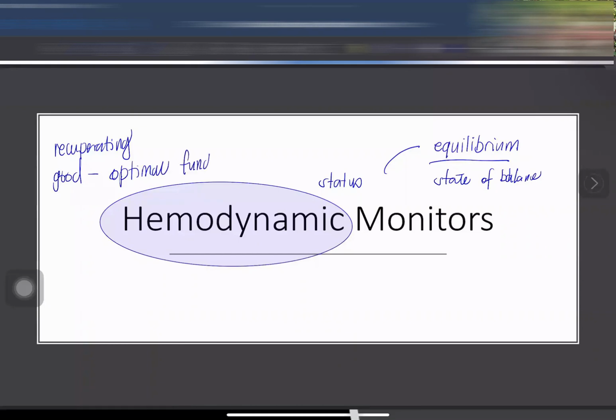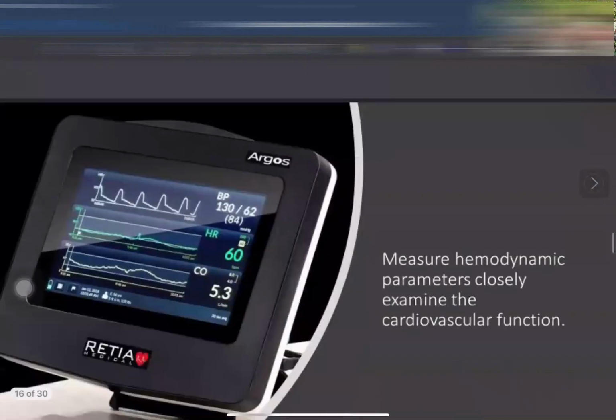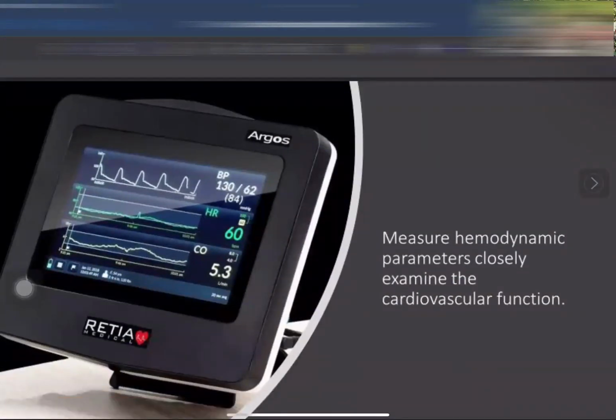So one of the reasons why we are doing hemodynamic monitoring is for us to determine whether our patient has a condition that needs immediate attention or whether our patient's condition is deteriorating or not. Now, let's see some examples or some applications. So class, technology allows us to measure hemodynamic parameters closely. Okay? It closely examines your cardiovascular function.